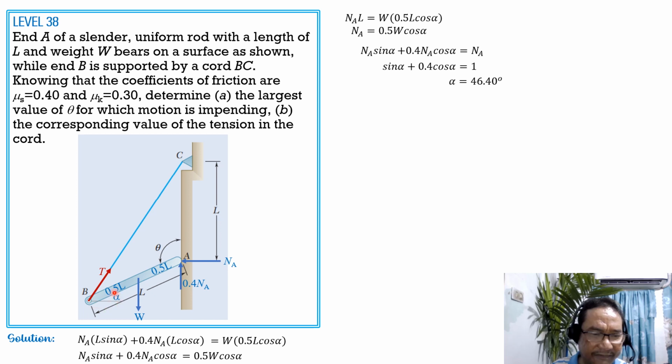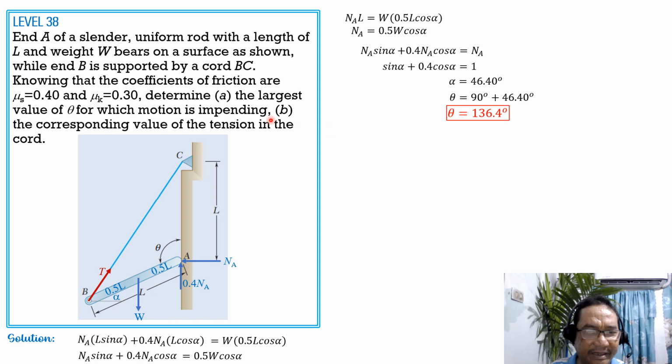So if alpha is 46.4 degrees, the angle that this uniform slender rod AB makes with the horizontal is also alpha here. And since from the vertical wall to the horizontal line is 90, therefore theta is 90 plus alpha. So theta is 90 degrees plus 46.4. We can now compute theta equals 136.4 degrees.